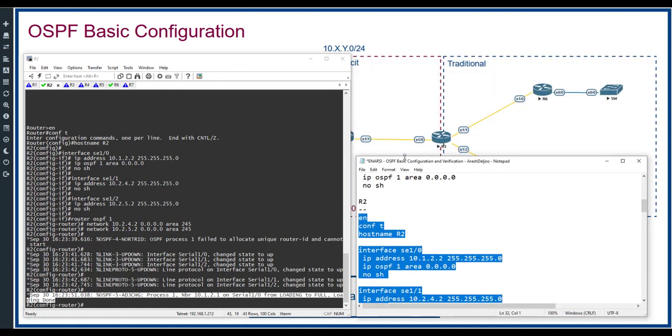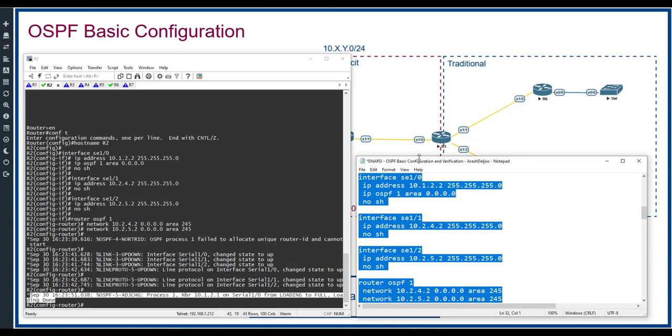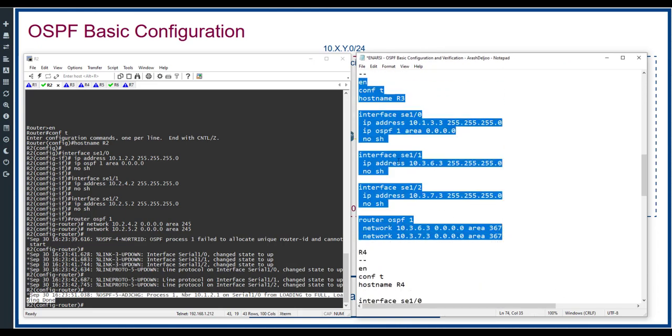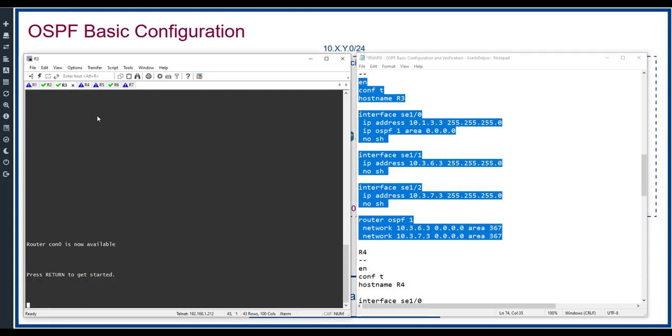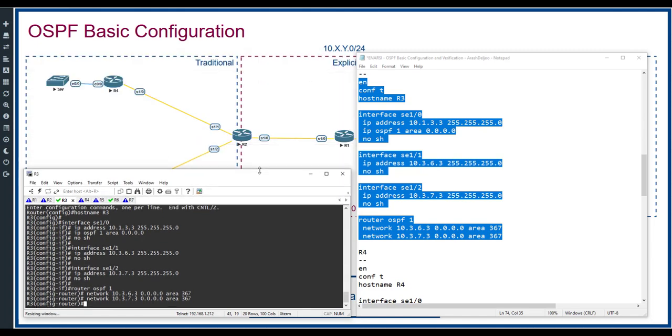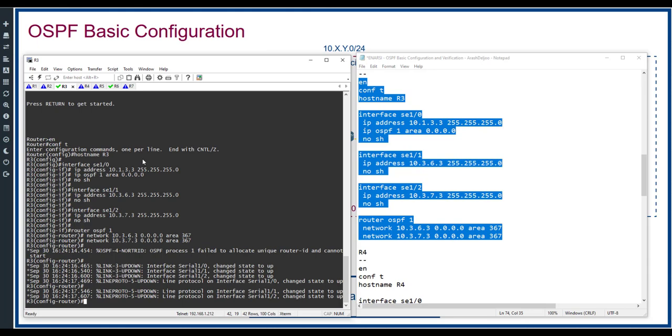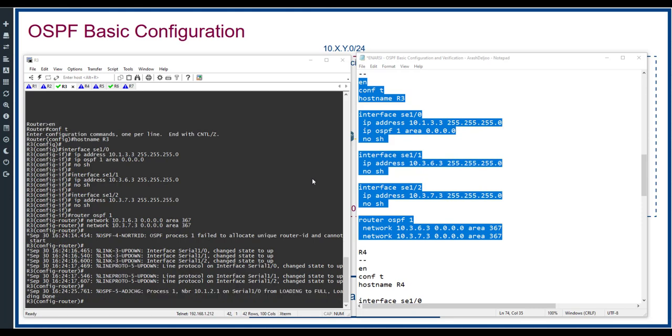Then about R3, this is R3. Let me copy the configuration of R3. Also, after configuration of R3, we expect to see another neighborship between router 3 and, for example, neighbor router 1. Okay, let me show you. We should wait some seconds, because this is the first time we are configuring the IP addressing on the interface. It takes a little time for the interface to change the status to up, and then OSPF is working. Look at here. As you can see, now we have neighborship between router 3 and router 1.